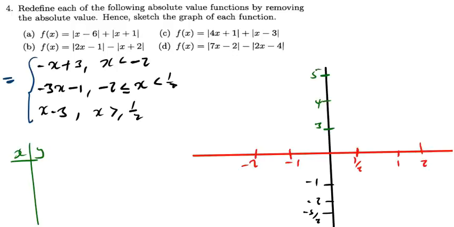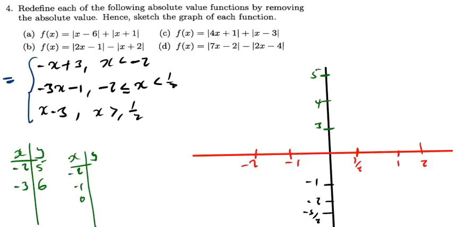Here we have negative 2. Let's just get 2 points. Negative 2 and negative 3, because these are numbers which are less than negative 2. If I put negative 2 here, it will be 5. If I put negative 3 here, it's going to be 6. So that's where I made a mistake, where I was saying it was negative 3 comma 0. No.